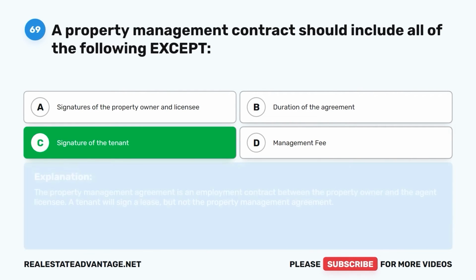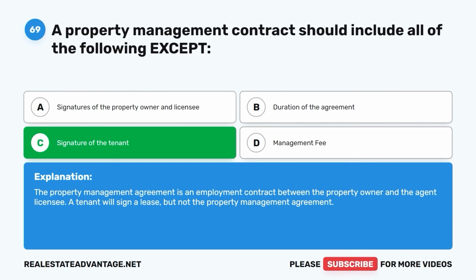Signature of the tenant. The property management agreement is an employment contract between the property owner and the agent licensee. A tenant will sign a lease, but not the property management agreement.